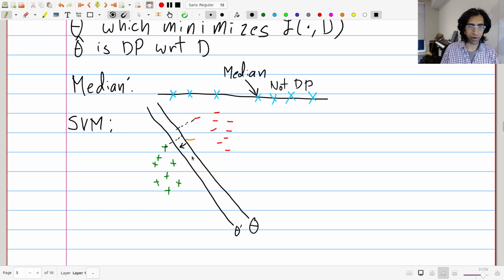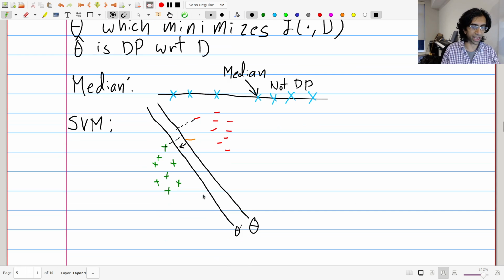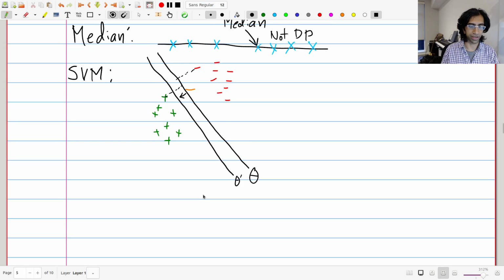So what I'm trying to get across here is that in some simple cases, just median and SVM, you can see that the classic classifiers, without any sort of privacy considerations, are not differentially private, essentially revealing data points in the training data set in the clear. So we're going to have to be a little bit more sophisticated in our approaches if we want to avoid privacy violations of this nature.